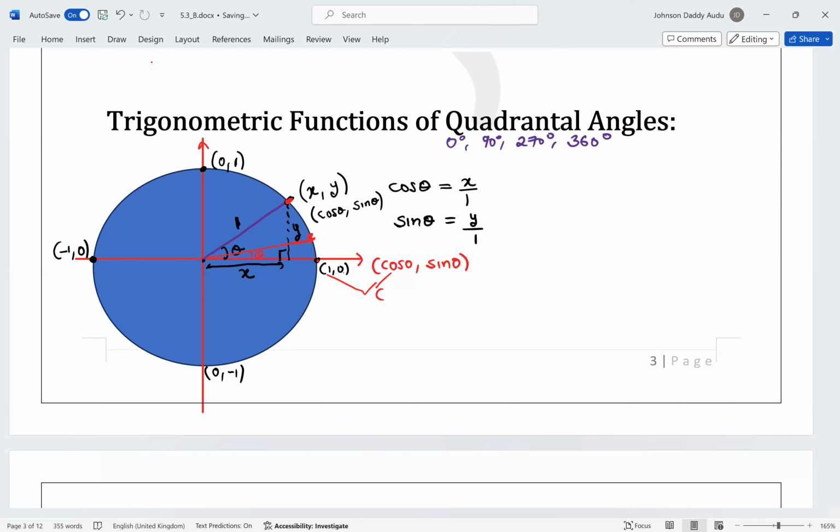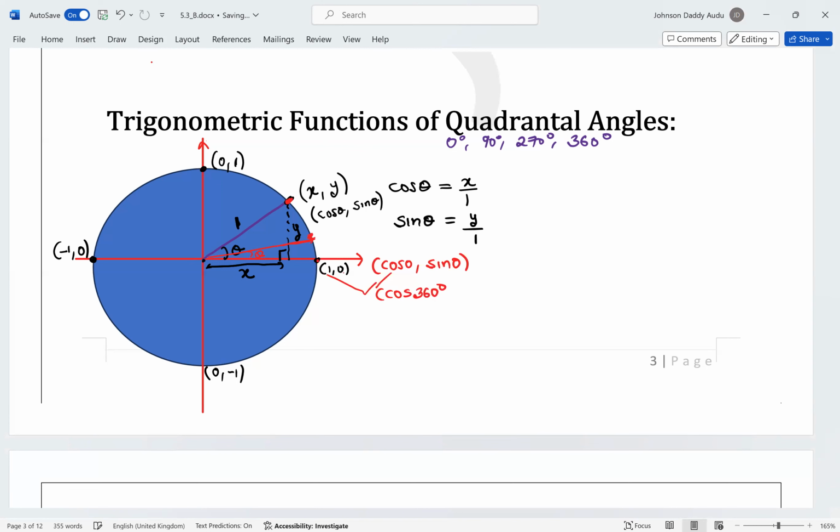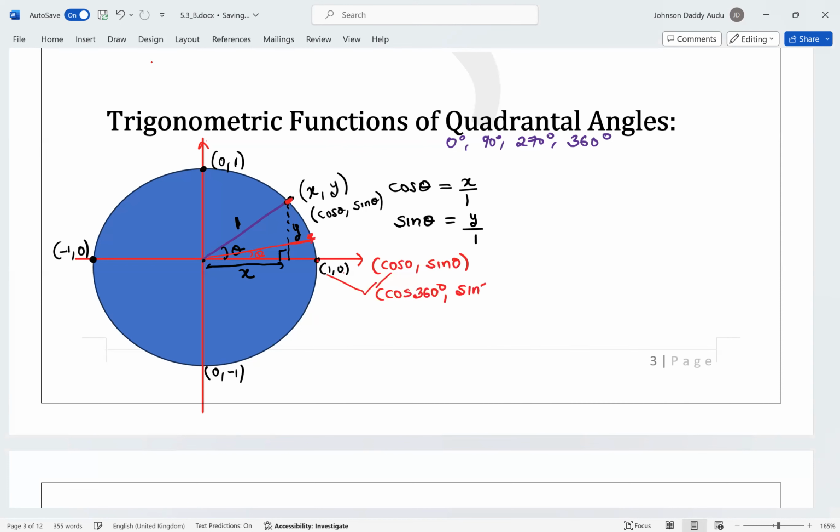Also, we can see that this position is still equivalent to when theta is 360, because when it is 360, you have gone round and back here. So we have cosine 360 and sine 360. Cosine 360 is also 1 because they are all in this position. Here we have 0 degrees, and here we also have 360 degrees for theta.